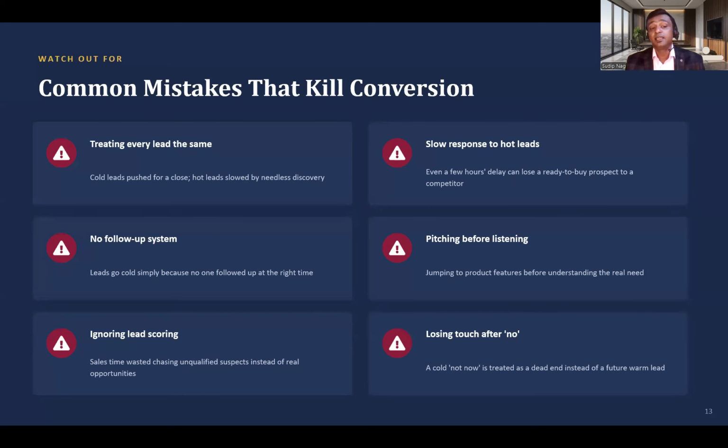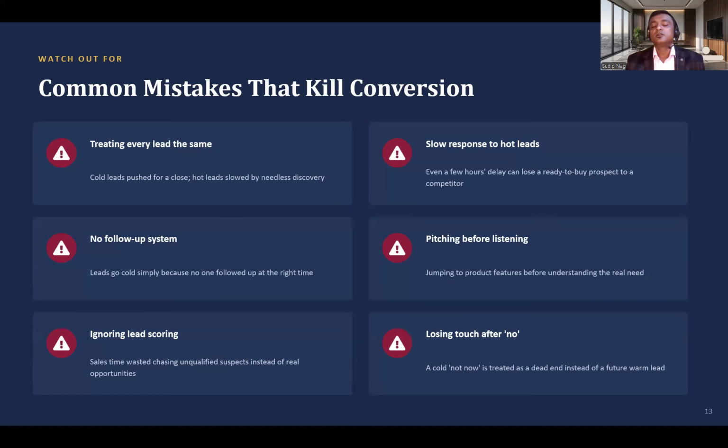Common mistakes people make: we get confused and take everything the same. So treating all the leads as the same, talking to them in the same way. You have to psychologically understand the types of leads and what you need to do at that time. Slow response to hot leads, how will it help? No follow-up system, will it help? Again, it will go backwards. And pitching before listening: you've just spoken to a suspect and you are talking about closing. That's pushing too much. Ignoring lead scoring and losing touch after a month.